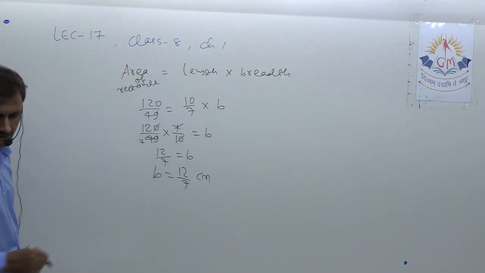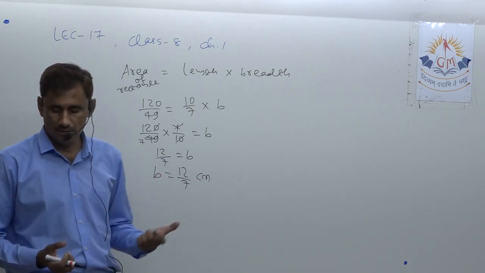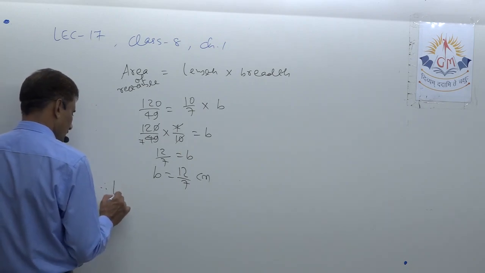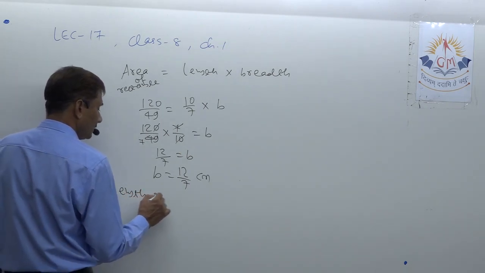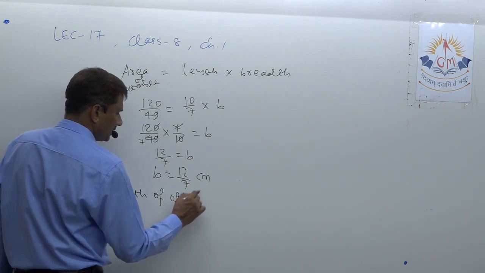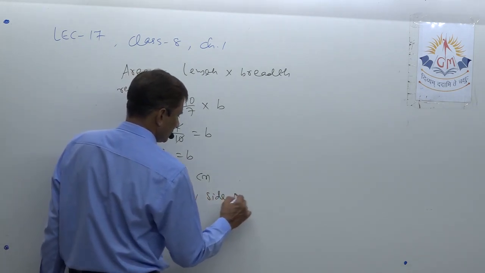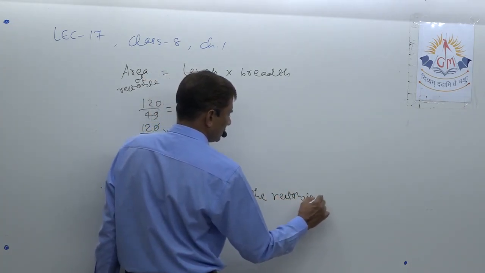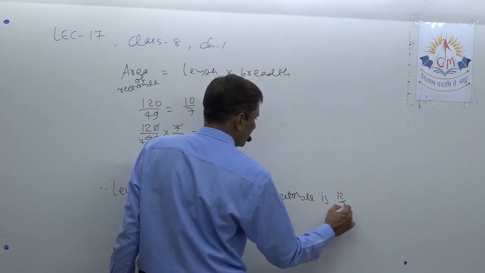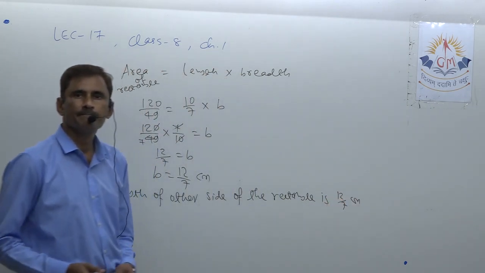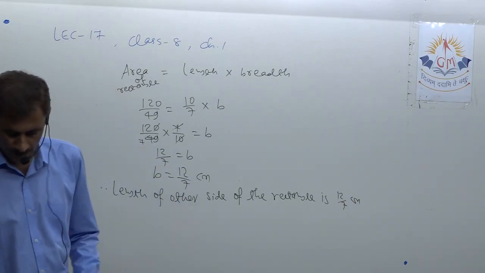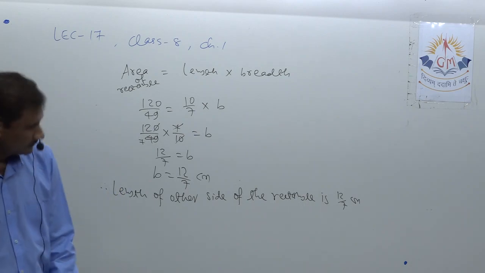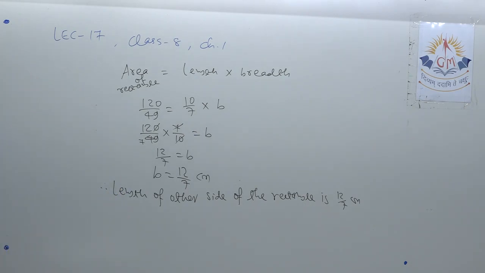At last you can say, because B is our own symbol, so write down length of other side is, because it is not clear itself. So length of other side of rectangle is how much? 12 by 7 centimeter. Okay, so understand well.